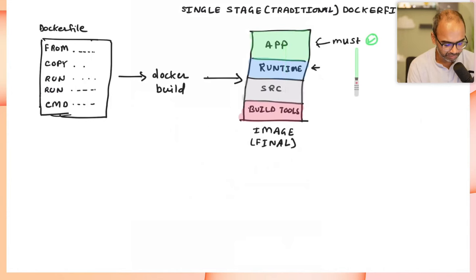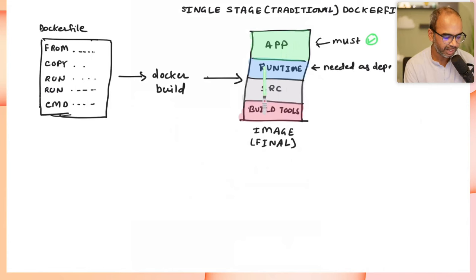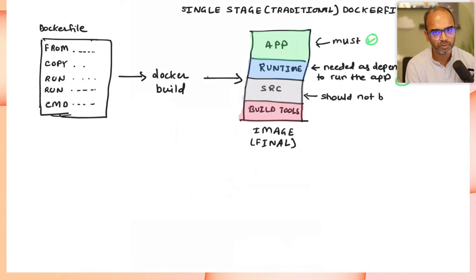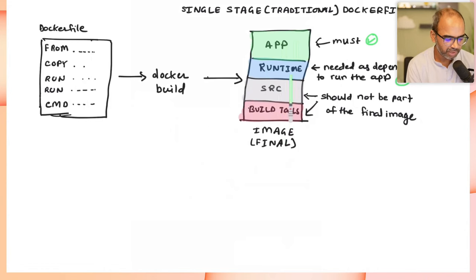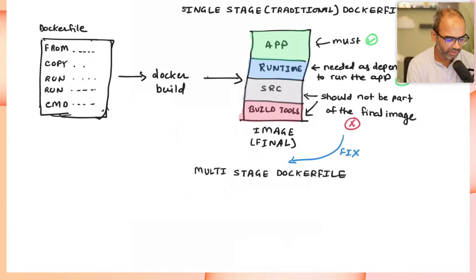Now, what do we need? We must need the application. The whole reason why we're building this image is because we're packaging the application. We need the runtime, but do we need the source code? Of course not. We don't need the source code in the final image, but we are adding it. So this is where, you know, Suraj mentioned we can copy a specific folder. Yes, that's one option, but we don't need the source code at all, right? And that shouldn't be part of the final image at all. The build tools, Golang and stuff, shouldn't be part of it at all, right?